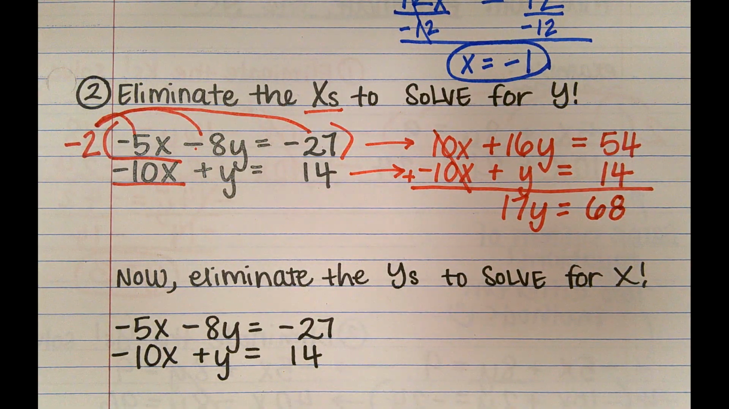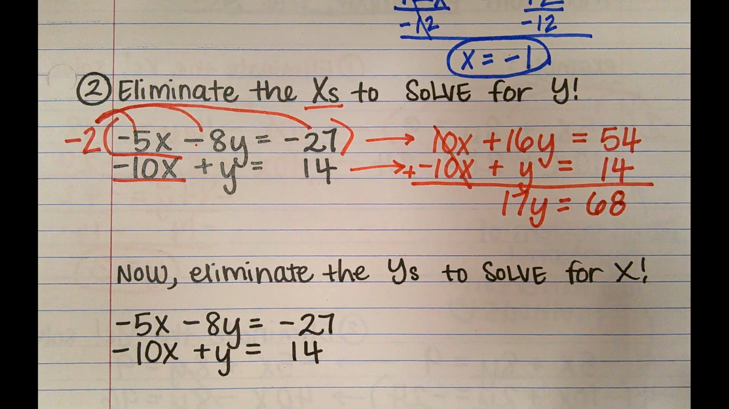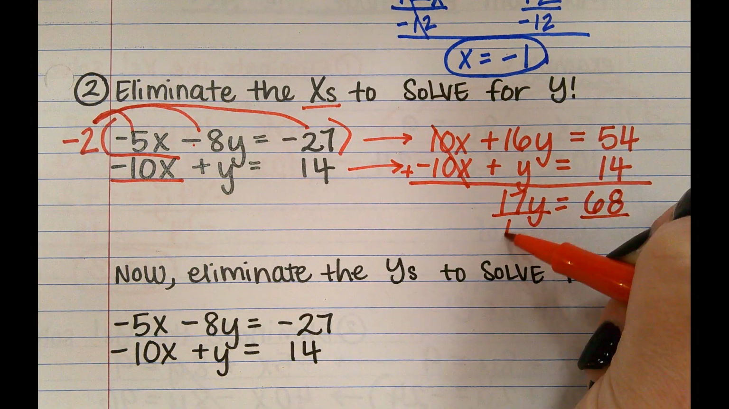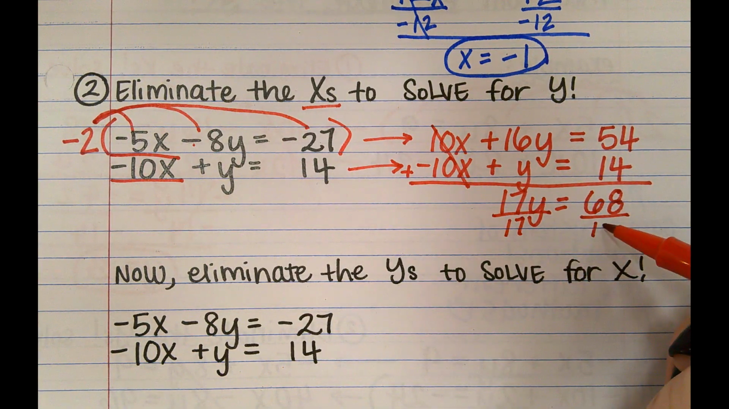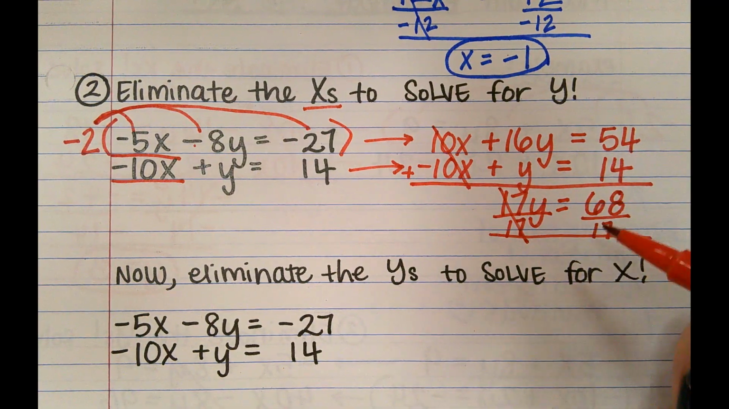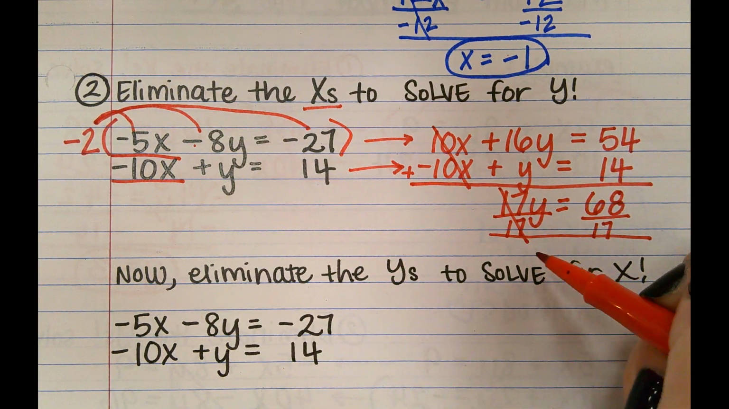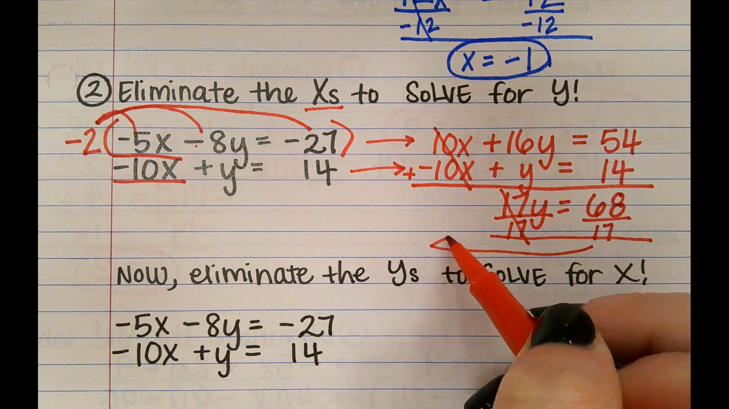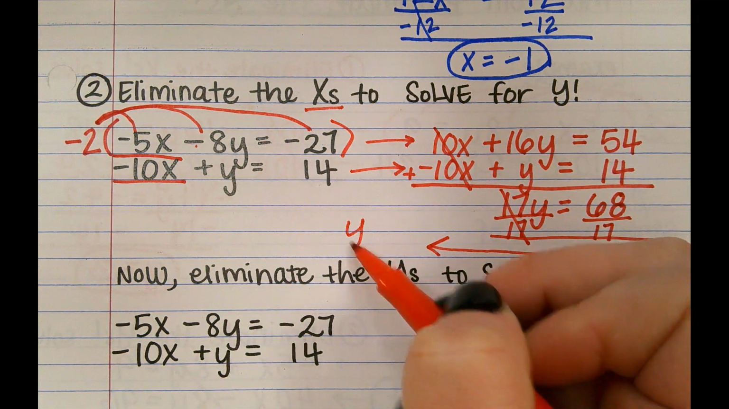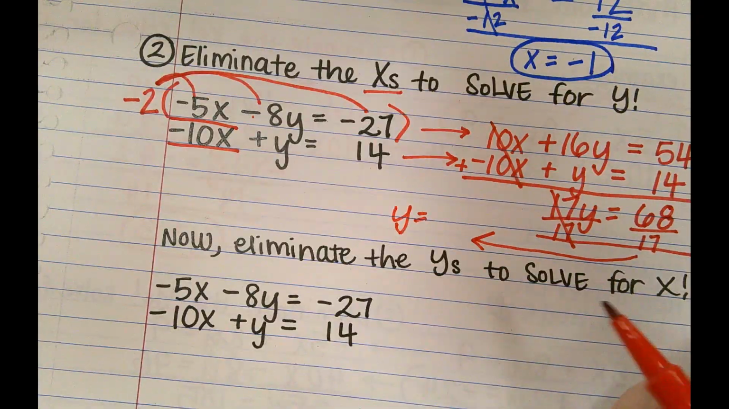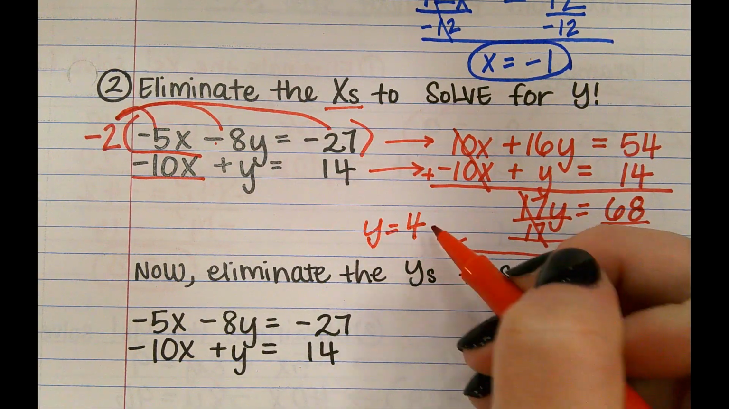What's my last step here? We'll divide by 17. The 17's cancel. Y equals 4. Good.